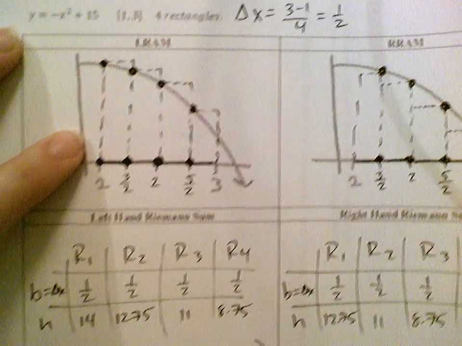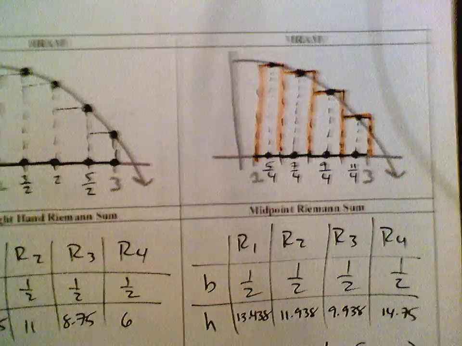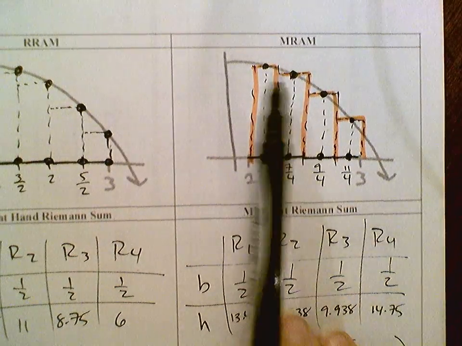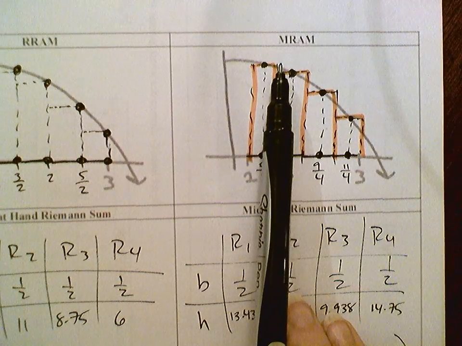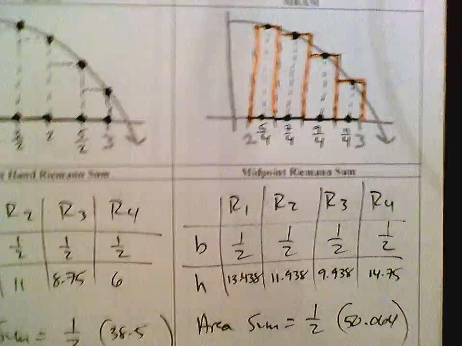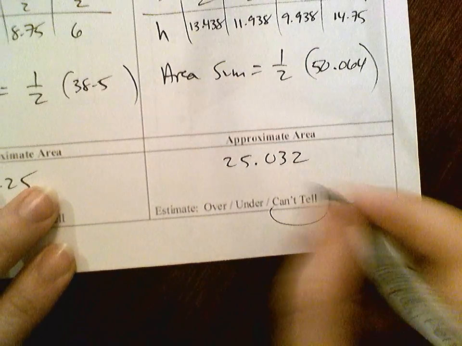Okay, well, the first one, clearly an overestimate. The second one, clearly an underestimate. This one, we actually can't tell, because some of each rectangle is under the graph, but then some of each rectangle is over the graph. So this is a can't tell situation.